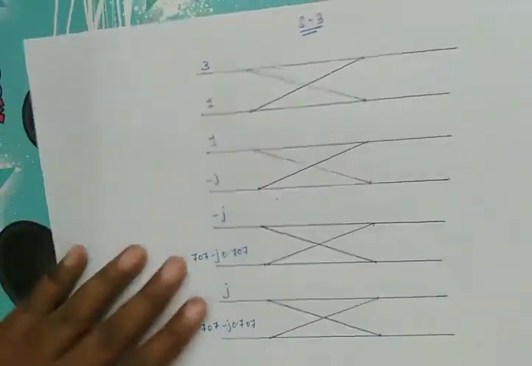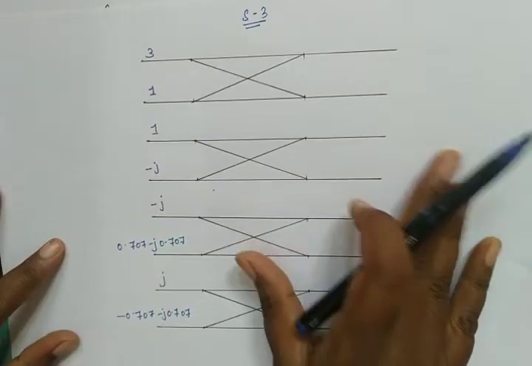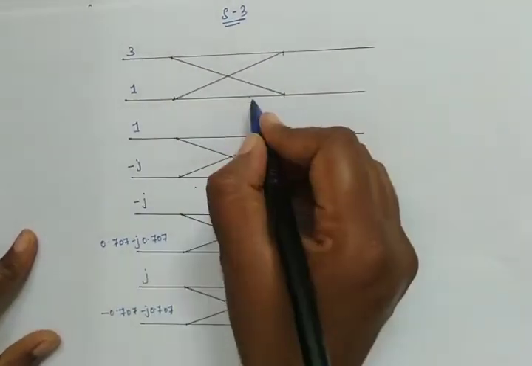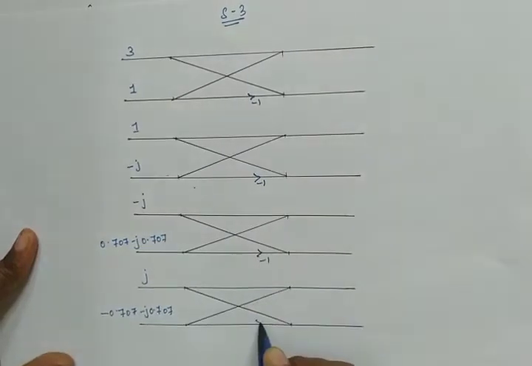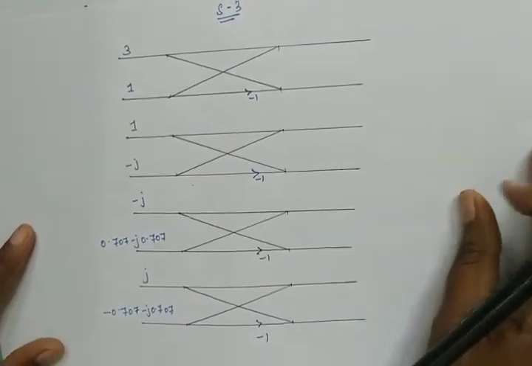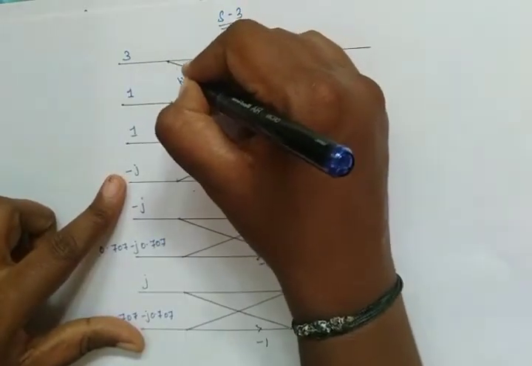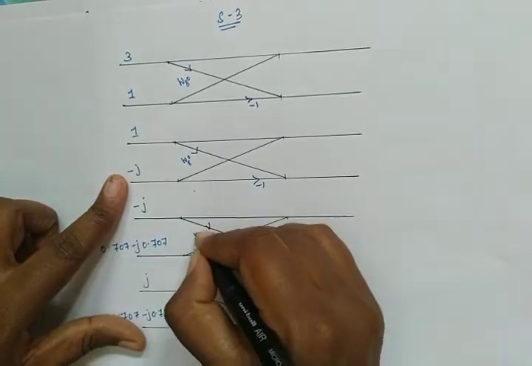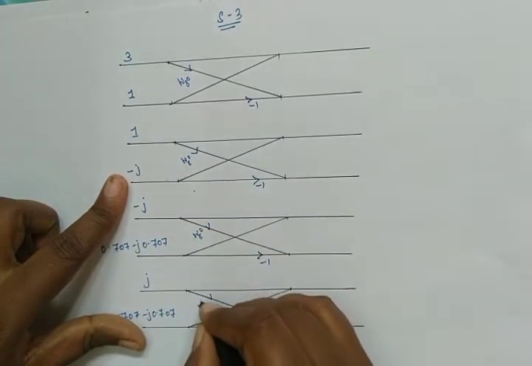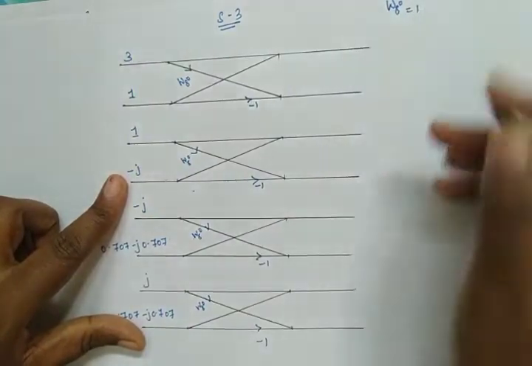Now let us compute this. So what we have to do, just write minus 1 in the bottom line. Minus 1, minus 1. That's it. Now what we have to do? Just here we know it is W8 power 0. The twiddle factor will be W8 power 0. Since we know that W8 power 0 will be equal to 1.